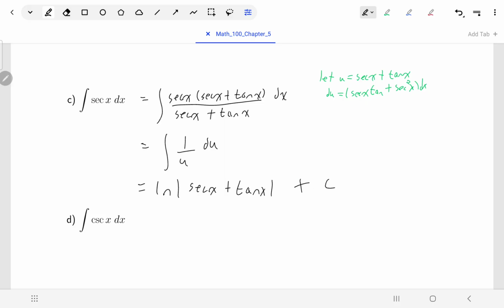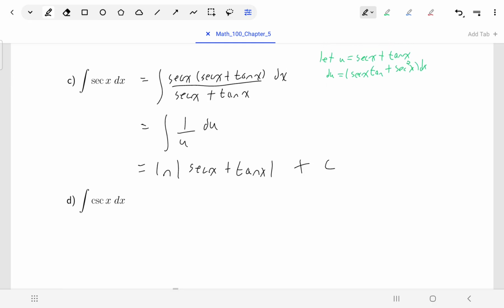So if we remembered this one, then that's actually going to give us a good hint as to what to do for cosecant. So for secant, we multiplied top and bottom by secant plus tangent. No shock here, I'm going to multiply top and bottom of cosecant by cosecant plus cotangent.